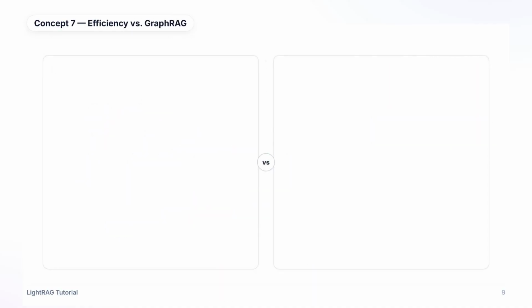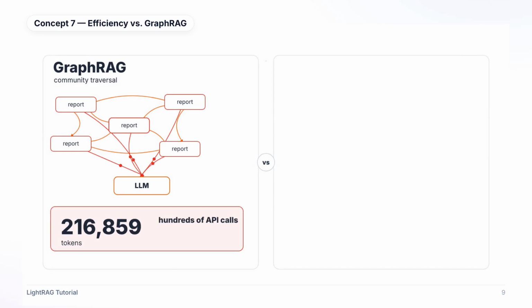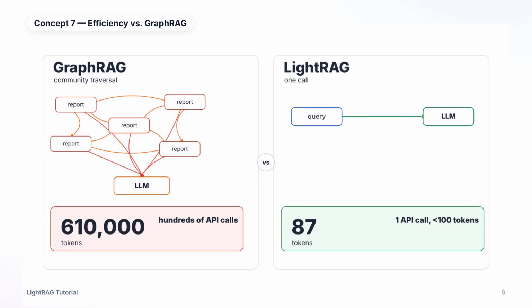All of this adds up to a big efficiency win, where GraphRAG builds community summaries and traverses them with hundreds of API calls and hundreds of thousands of tokens. LightRAG retrieves with a single API call using fewer than 100 keyword tokens. Cheaper, faster, and it adapts to new data without a costly rebuild. That is the whole pitch, simple and fast.